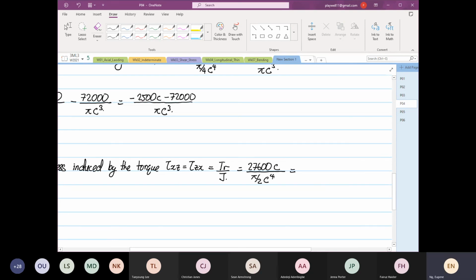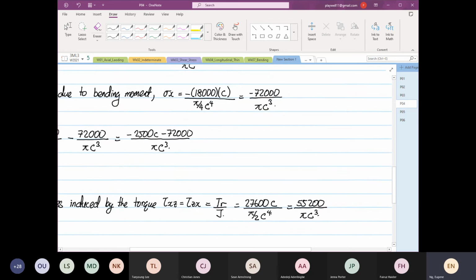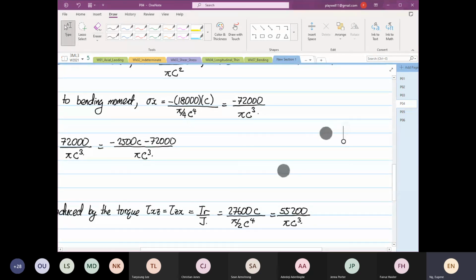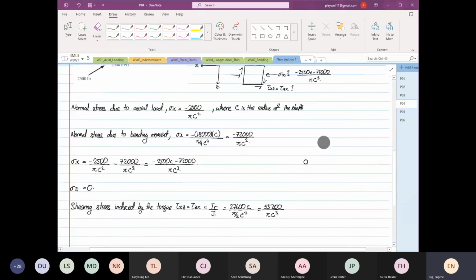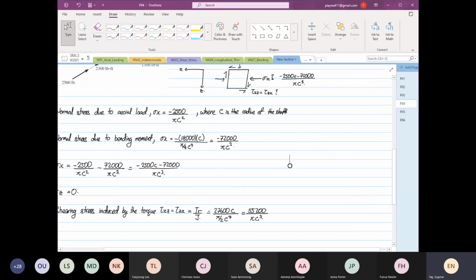Okay, so this will be equal to 55,200 divided by pi c cubed. Okay, now we have everything already. Right, so now we have this is equal to 55,200 over pi c cubed.